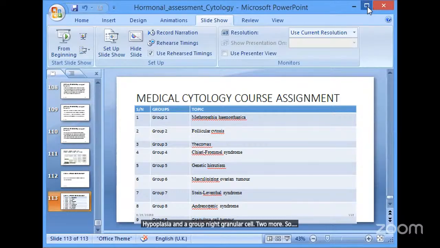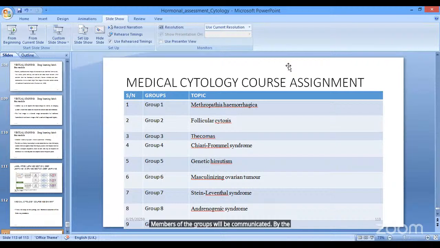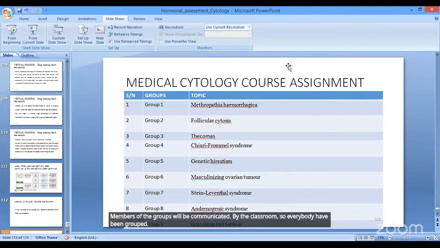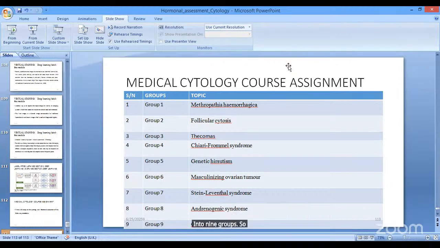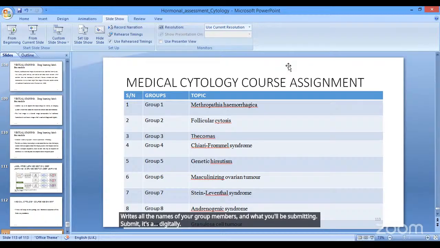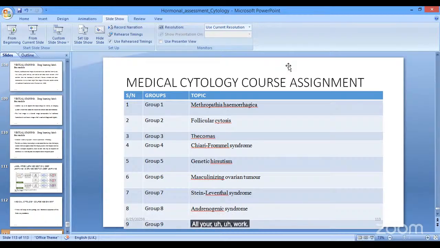So members of the groups will be communicated by the class rep. Everybody has been grouped into 9 groups. So your class rep will communicate your group to you and the members of the group. Each group will work on the assignments. And please, after doing your term paper, the essay, write all the names of your group members on what you'll be submitting. Submit it digitally, all your work to the class rep.